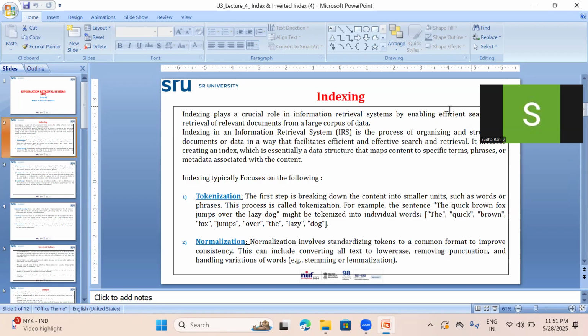The first step is breaking down the content into smaller units, such as words or phrases. This process is called tokenization. For example, here we are taking a sentence.